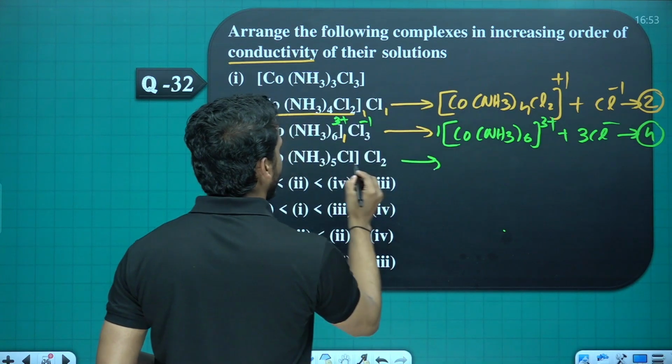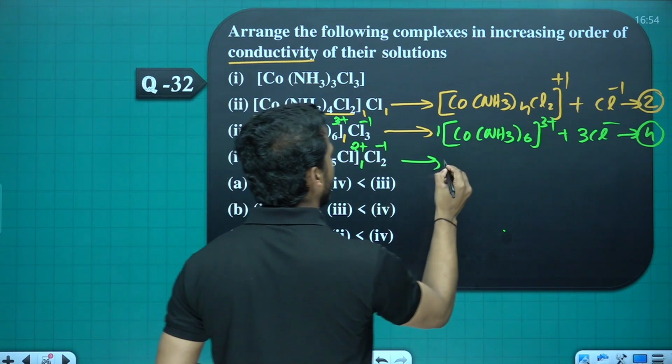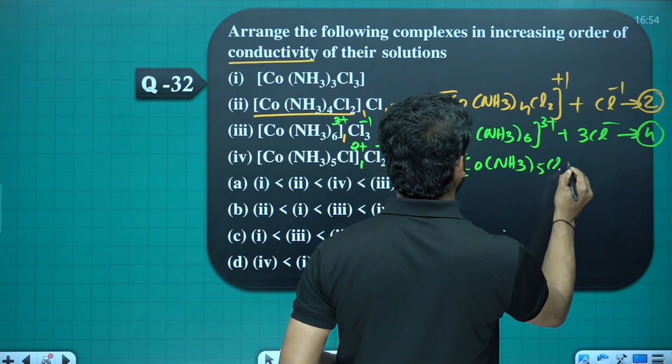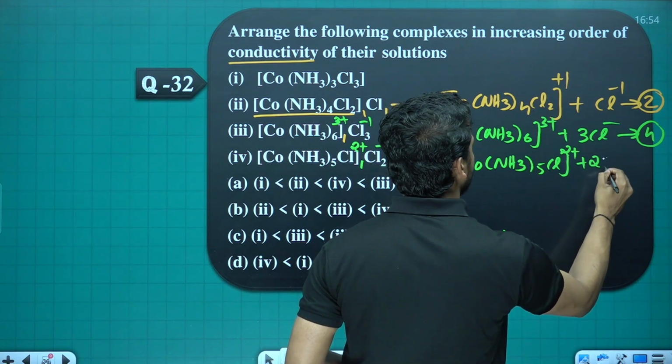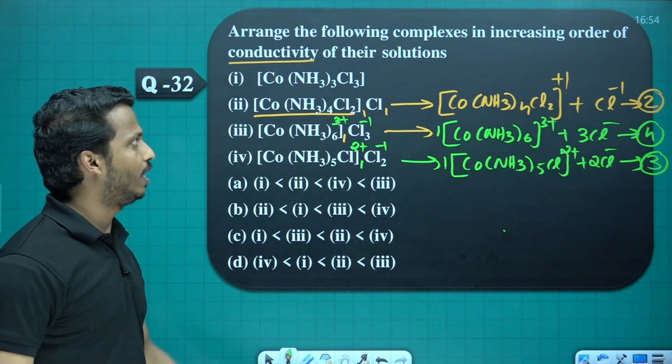What about this case? This I can write complex 1. This 2 come from here, this 1 come from here. So 1 complex [Co(NH3)5Cl]2+ plus 2 Cl minus, total 1 plus 2, it's giving you how many? 3 ions. Here no ion.